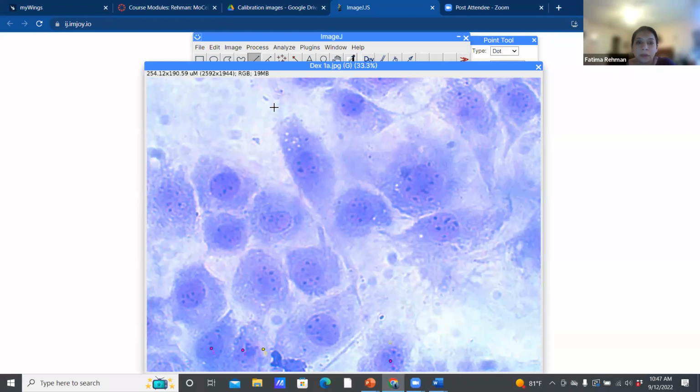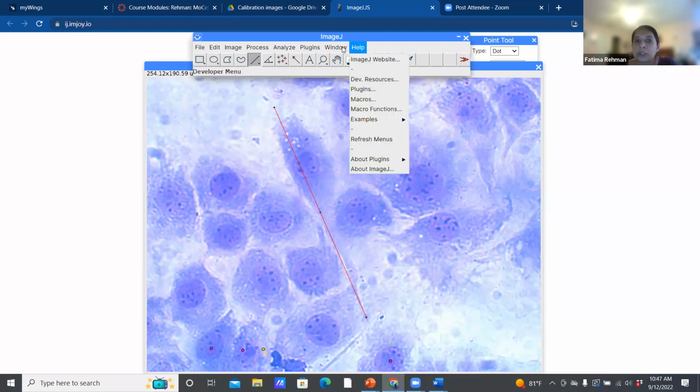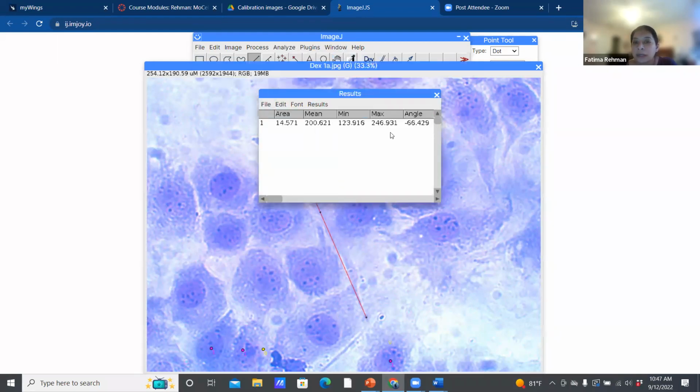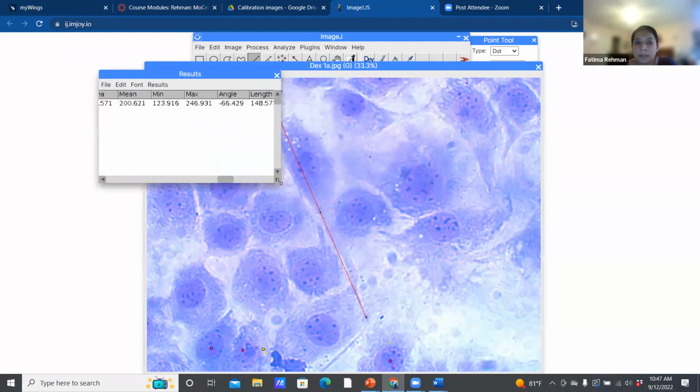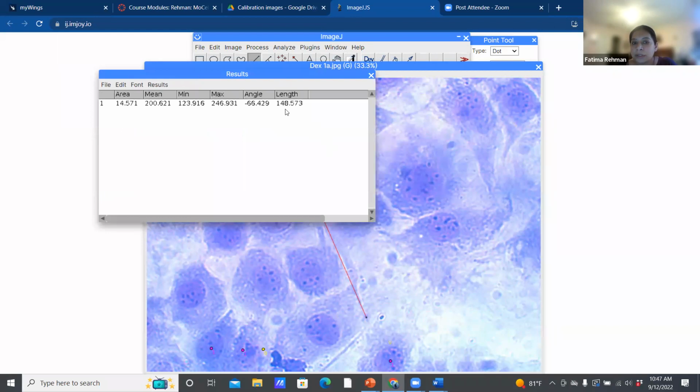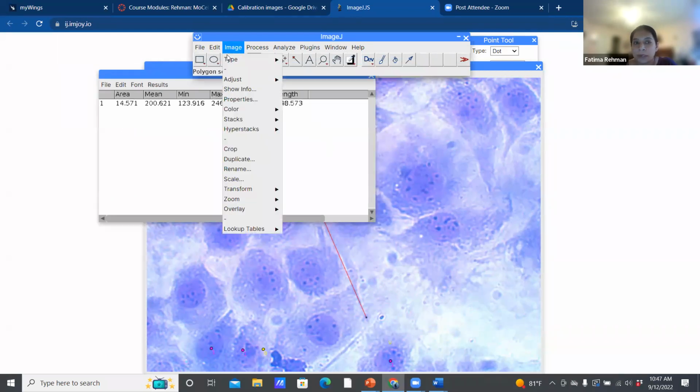Delete for now. Okay, so I'm going to measure the entire length of this cell. This one's a very long cell. It had this long projection. I'm going to say measure, and it's going to give me its length right here. This length is in micrometers, okay? Again, you may need to open up the window to see 148.573.